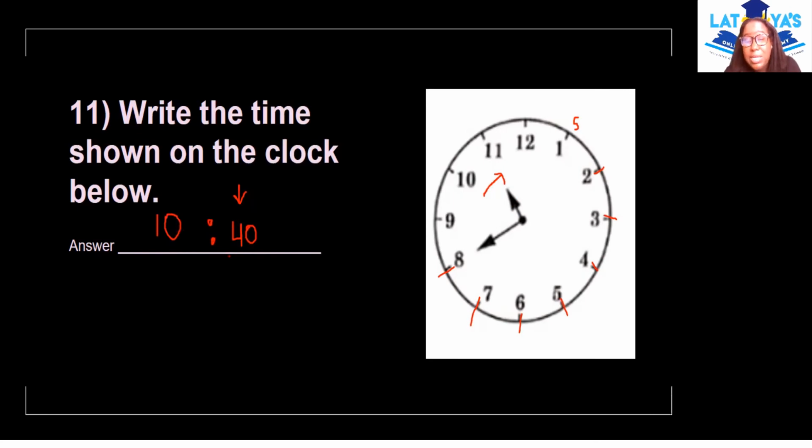Now another way to look at this, we can also write the same answer as 20 minutes to 11. Now if you wrote it like that, or you understand it that way, the answer is still correct.